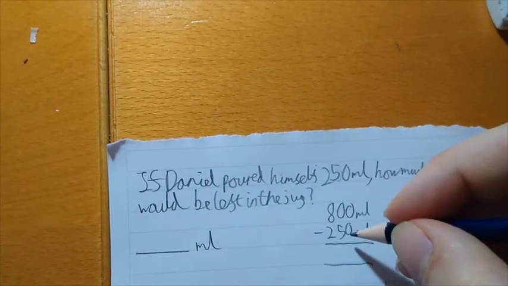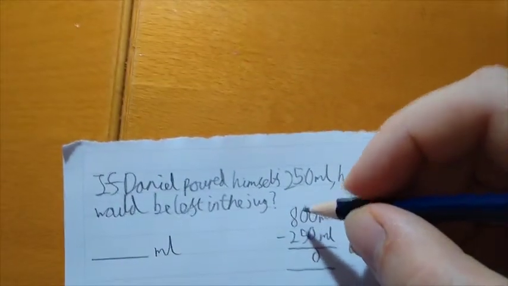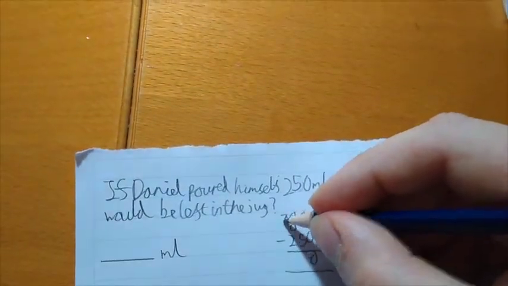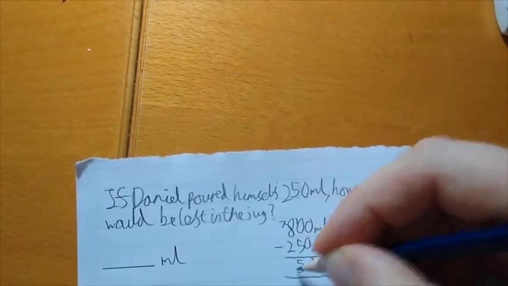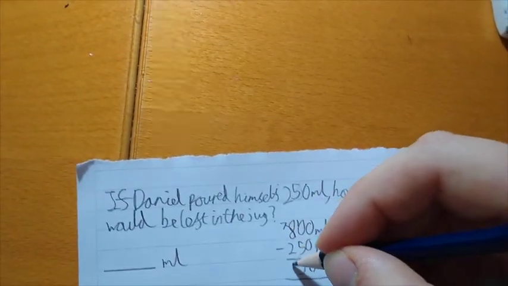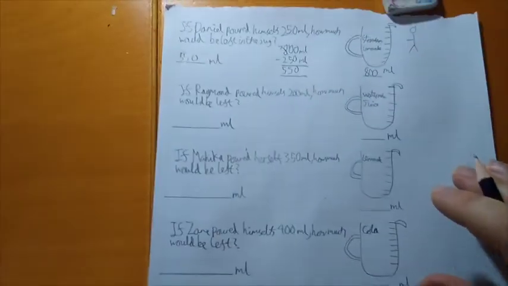So 0 minus 0 is 0. 0 minus 5, can't do that. So we're going to have to take 1. 10 minus 5 is 5. 7 minus 2 is 5. So there will be 550 millilitres left in the jug.